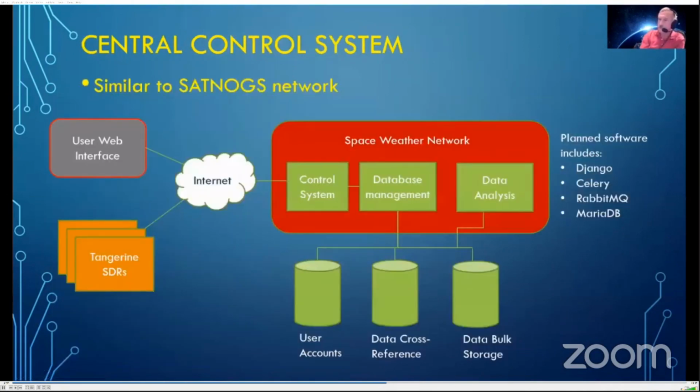As far as the central control system, it's very similar to the SatNOGS network. You have a data cross-reference and user account cross-reference, and then the data itself, the spectrum data, is stored as files, not as tables. The system is going to be based on Django, Celery, RabbitMQ, and use a MariaDB database. Very similar to the way SatNOGS works. You're familiar with that.